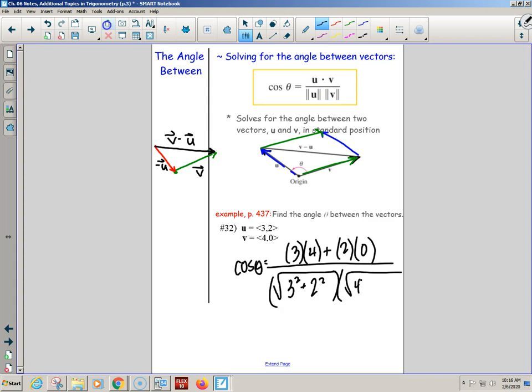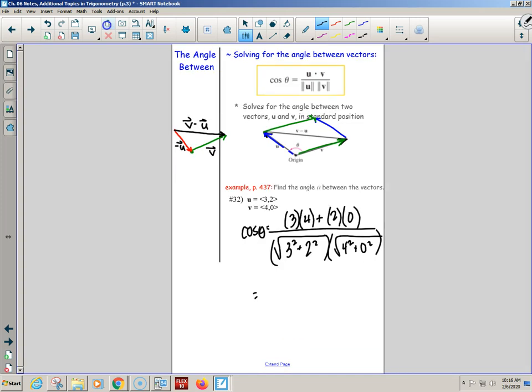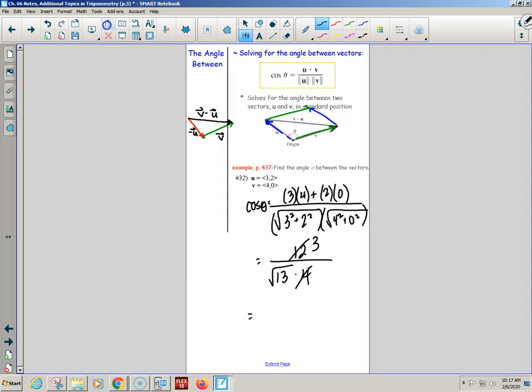I'm just sneaky and making you practice all the stuff you should already know. We end up with 12 all over the square root of 9 plus 4, which is 13, times the square root of 16, which is just 4. Okay, that's 1, that's 3. So my angle is 3 over root 13, right? That's a weird angle.